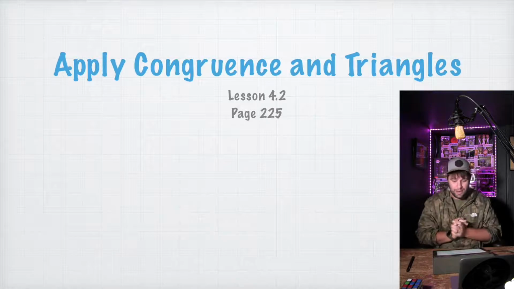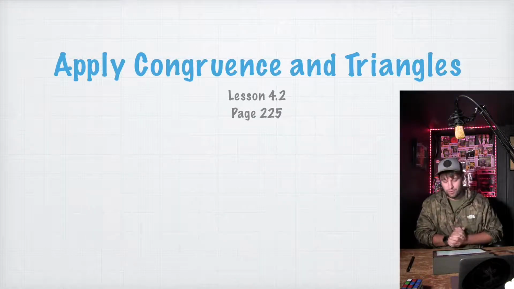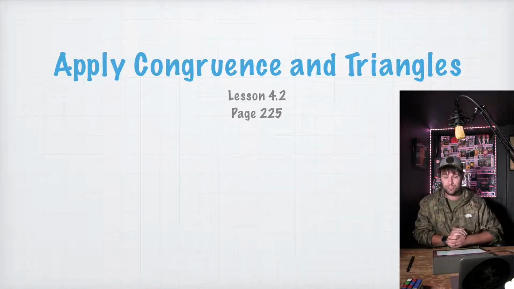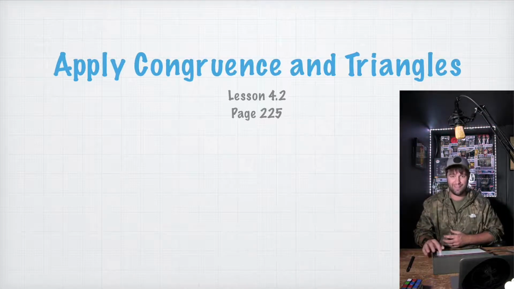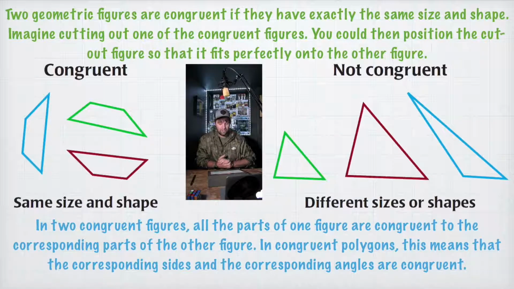Alright guys, so today we're going to be learning how to apply congruence to triangles. This is lesson 4.2, page 225. Two geometric figures are congruent if they have exactly the same size and shape. Imagine cutting out one of the congruent figures. You could then position the cutout so that it fits perfectly onto the other figure.